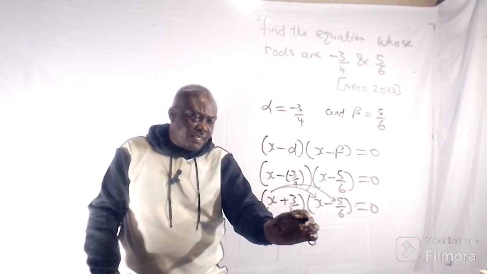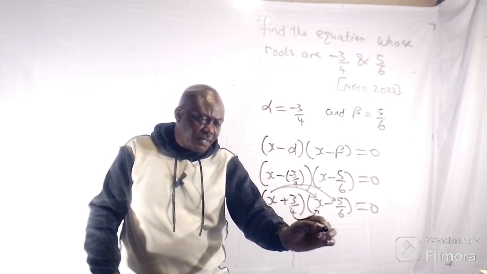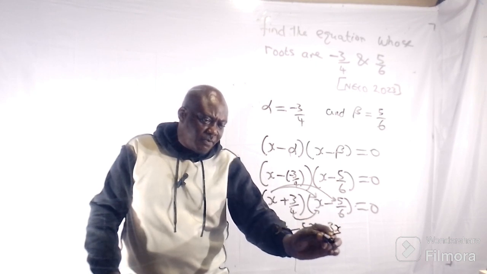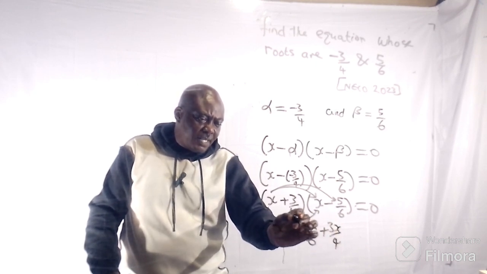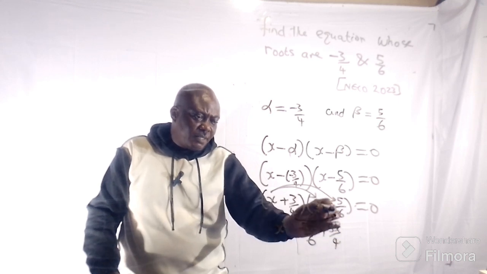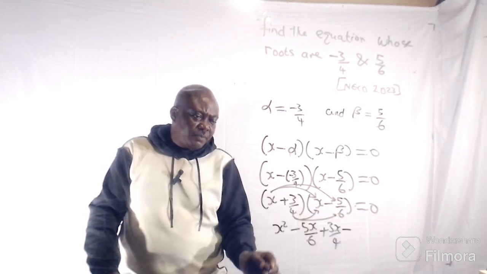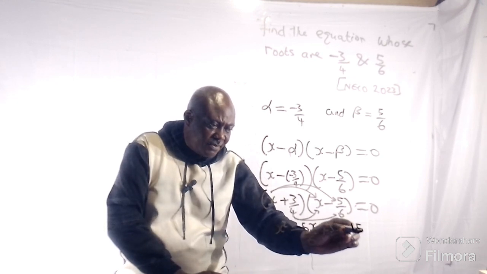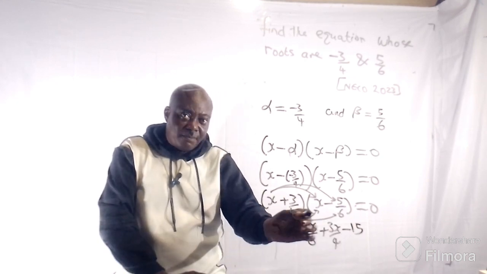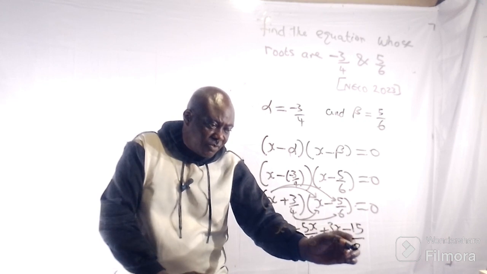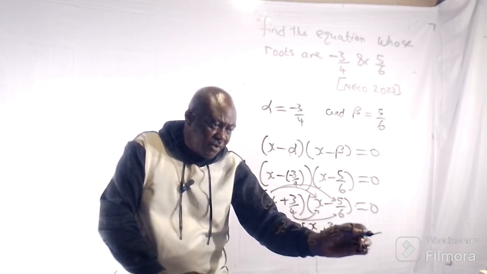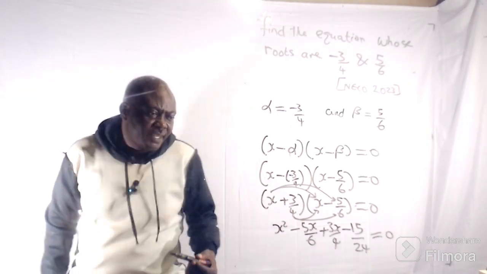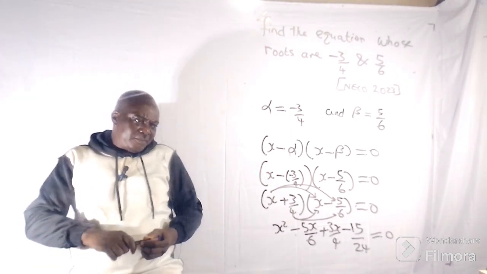Then here, this times this, that means plus 3x over 4. And the last one here, this times this, gives you minus 3 times 5 is 15, and 4 times 6 is 24, all equals to 0. Let us simplify this further.